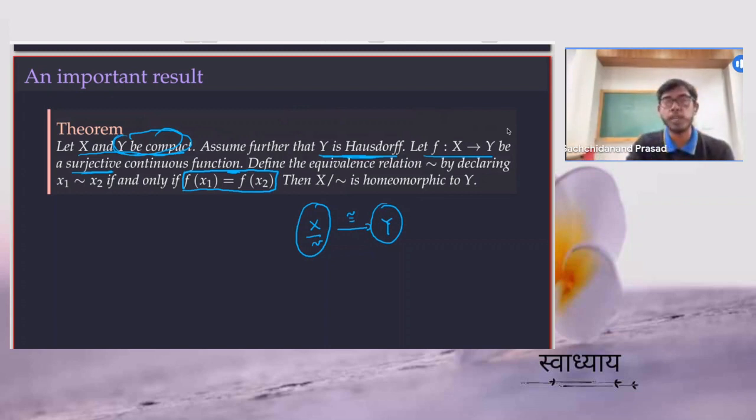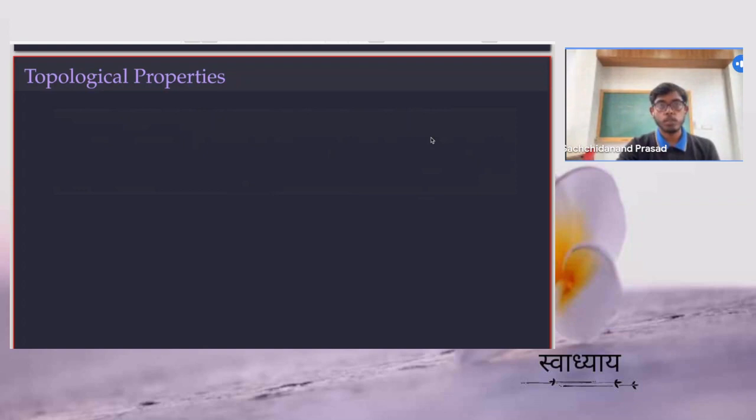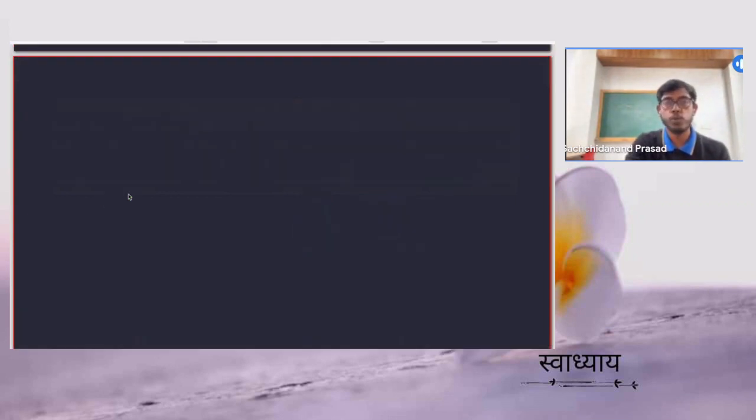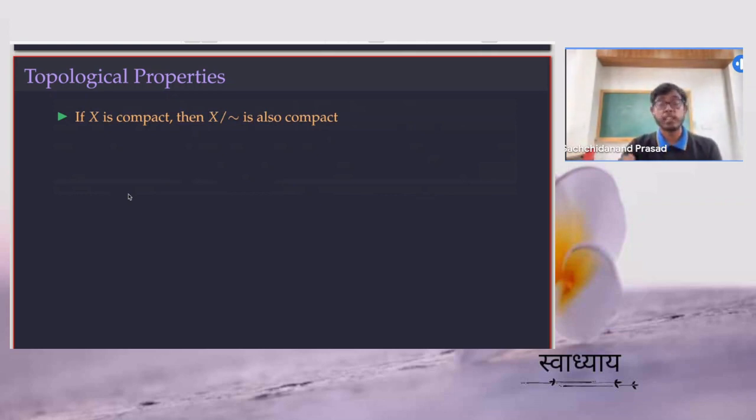There are plenty of examples; by this technique you can produce a bunch of examples to see how the quotient space is well behaved. So now we have already proved this. Let's go to some of the topological properties that we have discussed. I was telling that if X is compact, then X mod tilde is compact. Yes, this is indeed the case, because we have proved that.